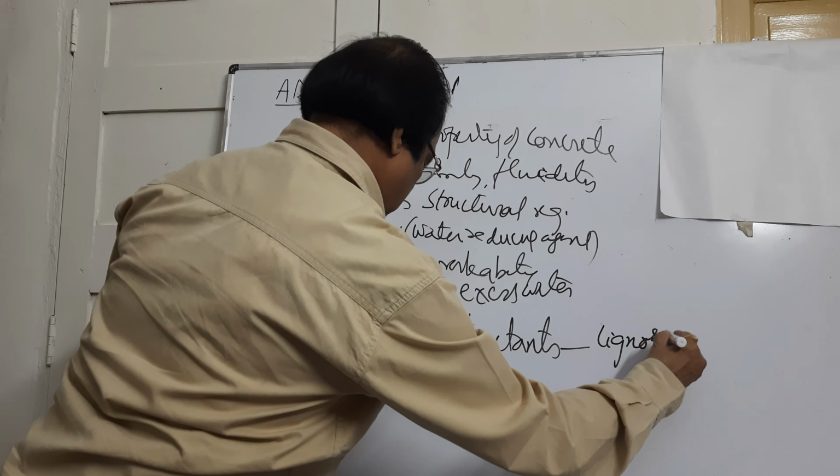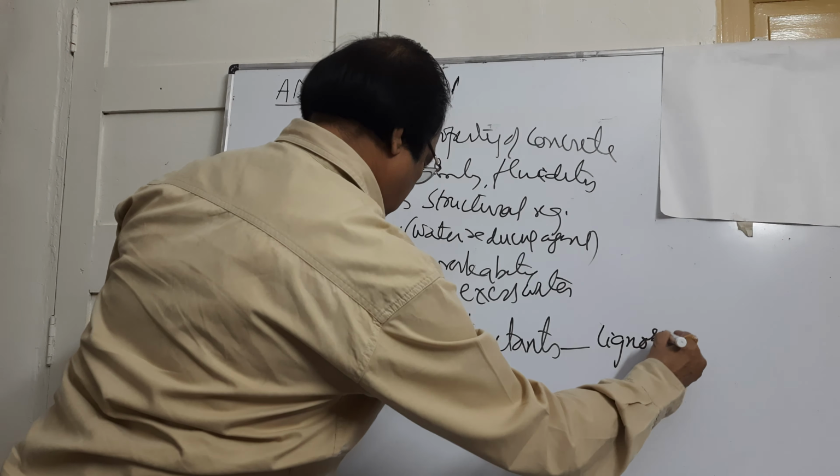Suppose I take grain particles of cement particles, suppose I take a concrete block. If this is the cement particle, very close to each other having water, so when we add superplasticizer to this, then the cement particles are dispersed.